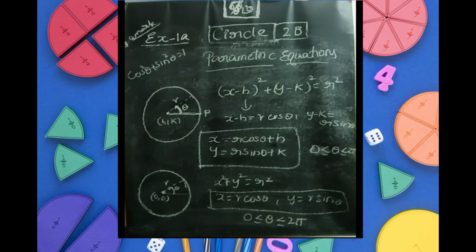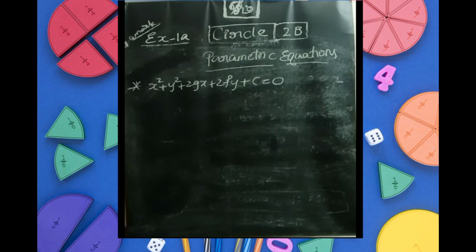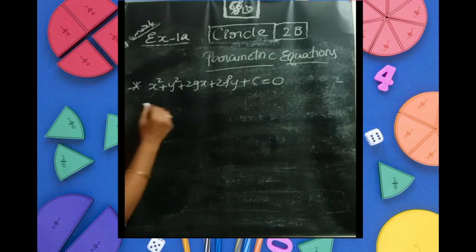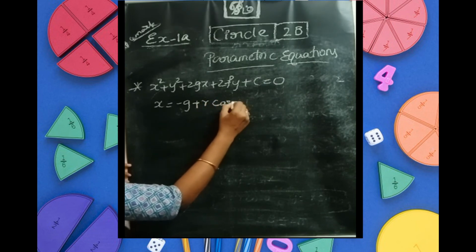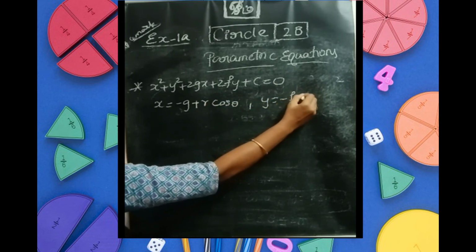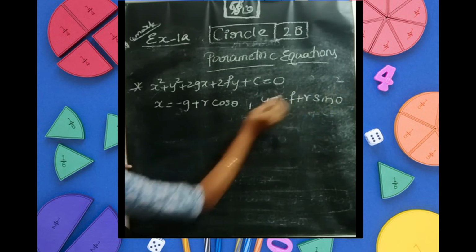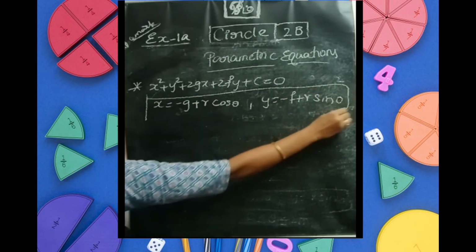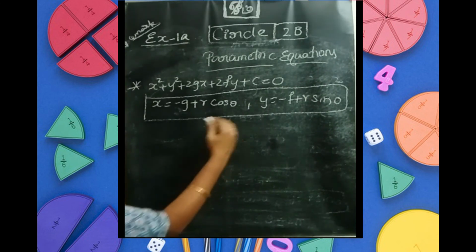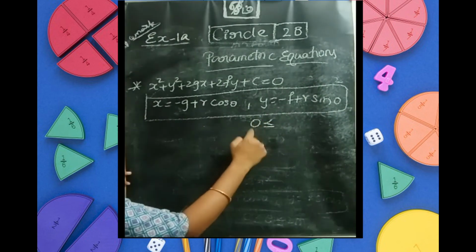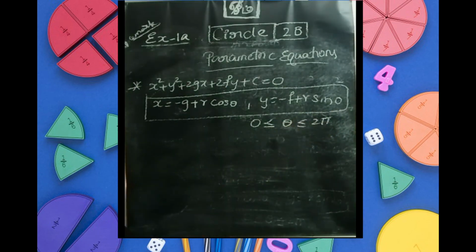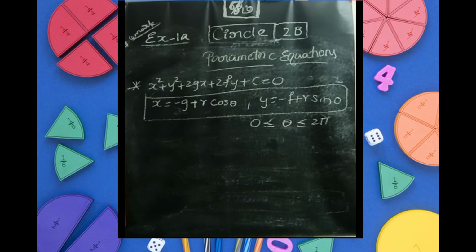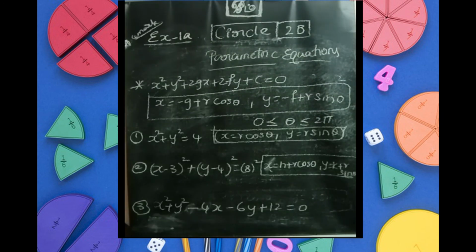Next, we go for the general form of the equation. The parametric equations are x equals minus g plus r cos theta, comma, y equals minus f plus r sin theta. This is the parametric equation for the general form of the circle. For this also a note: theta lies between 0 and 2 pi. Now we go for the problems on the parametric equation. Now we'll see the problems.